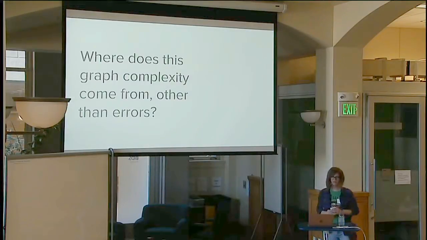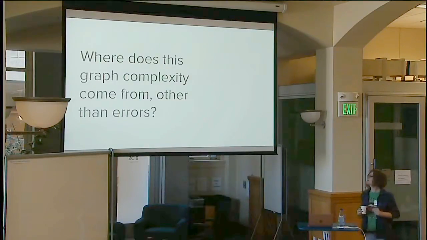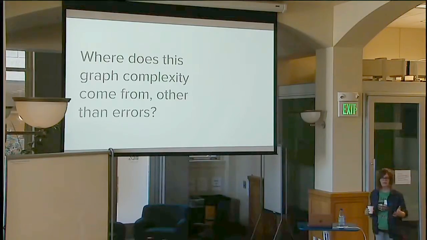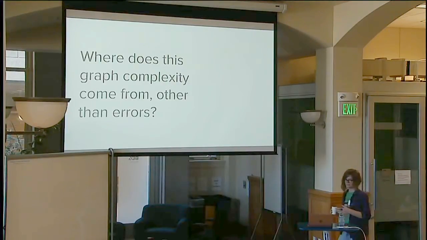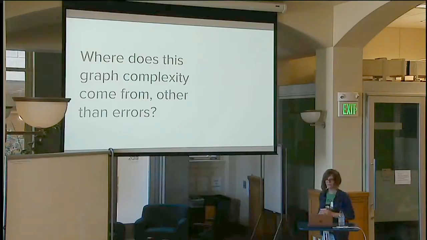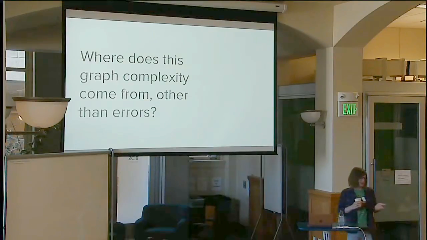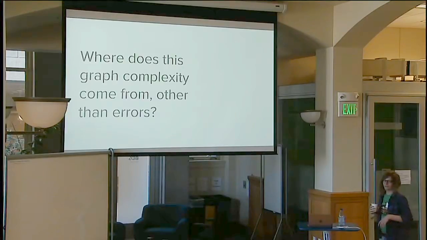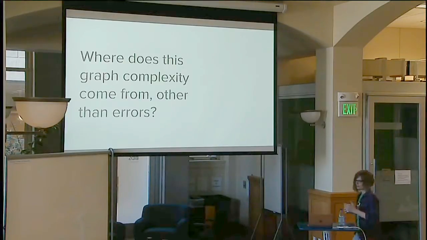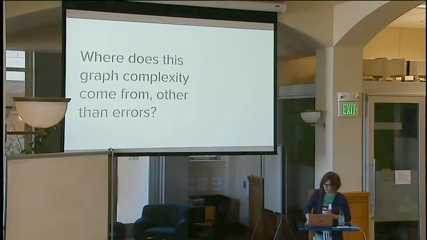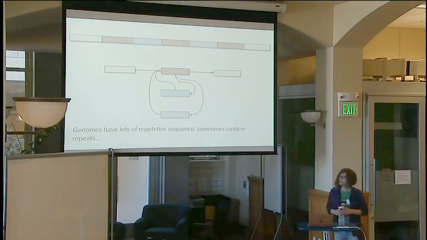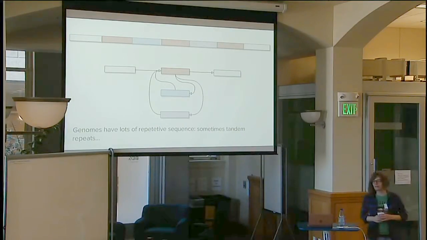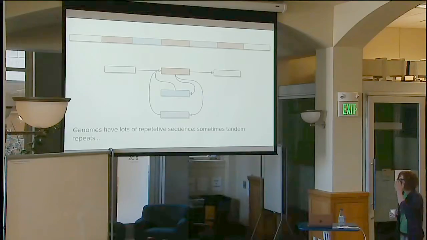So where does all of this graph complexity come from other than errors, right? We can imagine these technical errors from the sequencing instrument, but you'd imagine, isn't a genome just a big pile of chromosomes, right? It should be like 10, 20 chromosomes, you spit out 10, 20 contigs, right? Well, unfortunately, genomes are filled with all sorts of complexity. Namely, they have a lot of repetitive regions, right? So you can have these simpler constructs like tandem repeats.